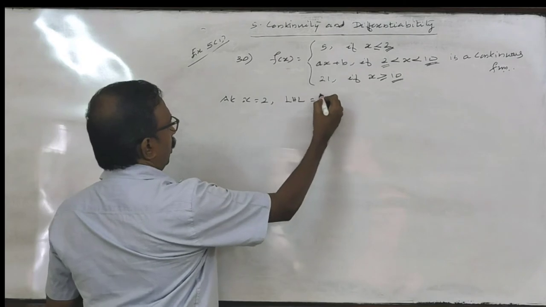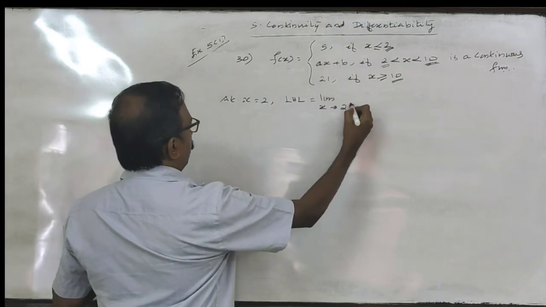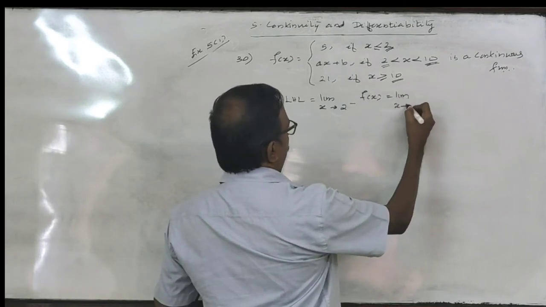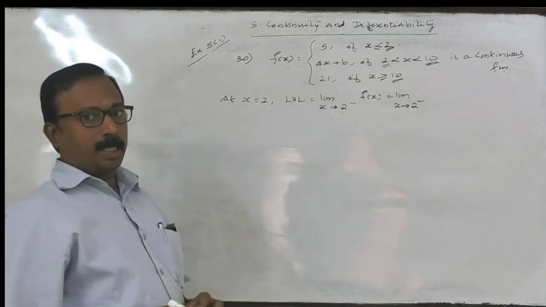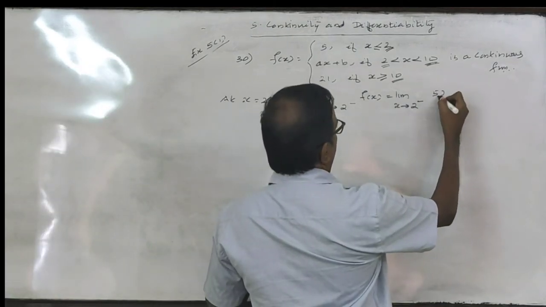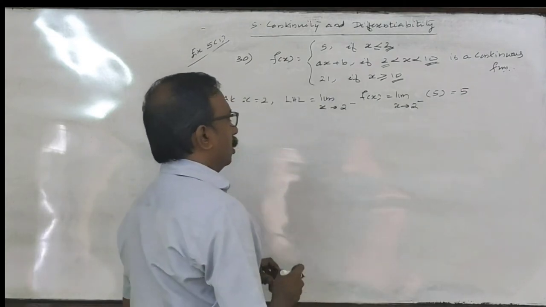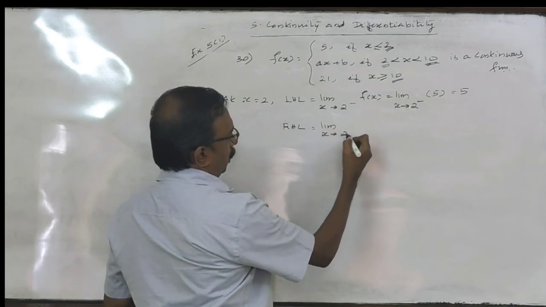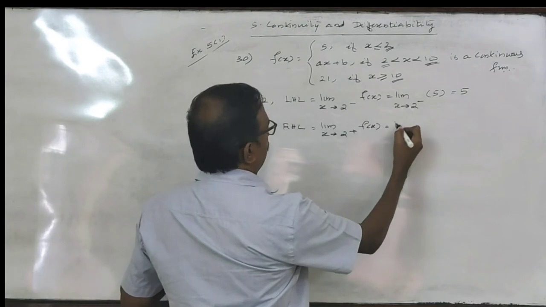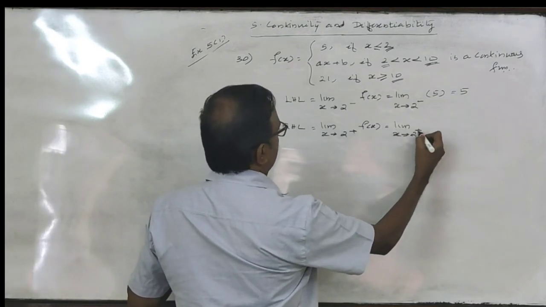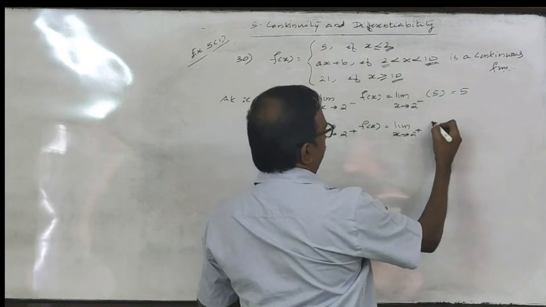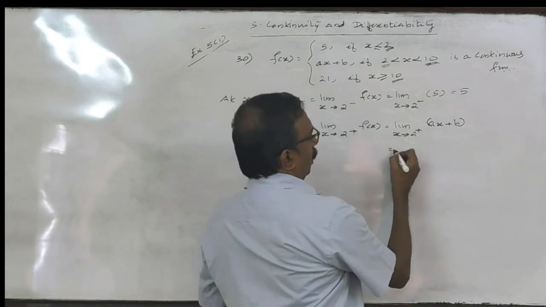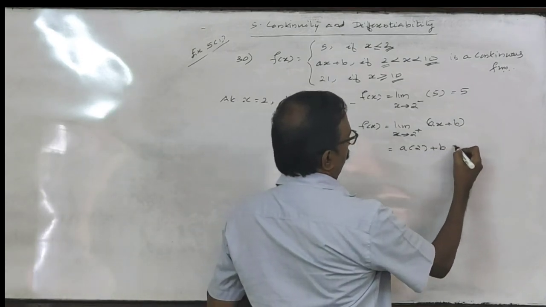LHL is equal to limit of x tends to 2 minus f of x. When x is less than 2, the function is 5. The limit of a constant is the constant. Now RHL is equal to limit of x tends to 2 plus f of x. When x is greater than 2, the function is ax plus b. Here put x is equal to 2, that is a into 2 plus b. So it becomes 2a plus b.